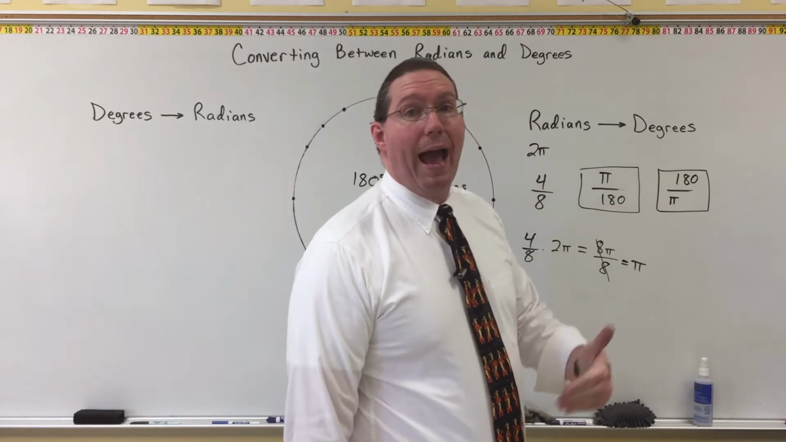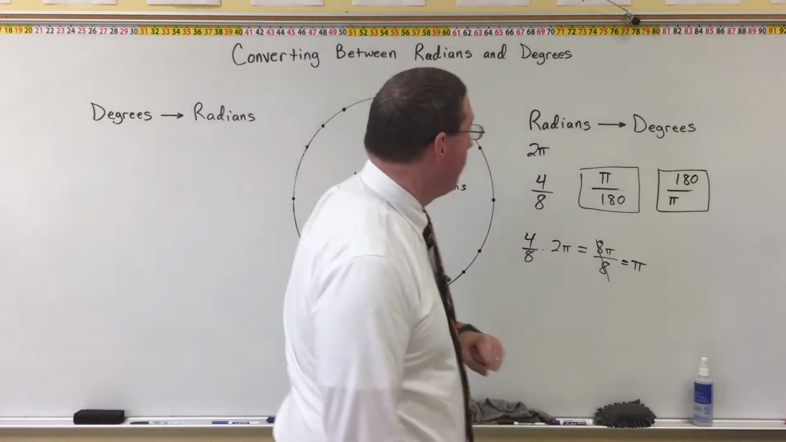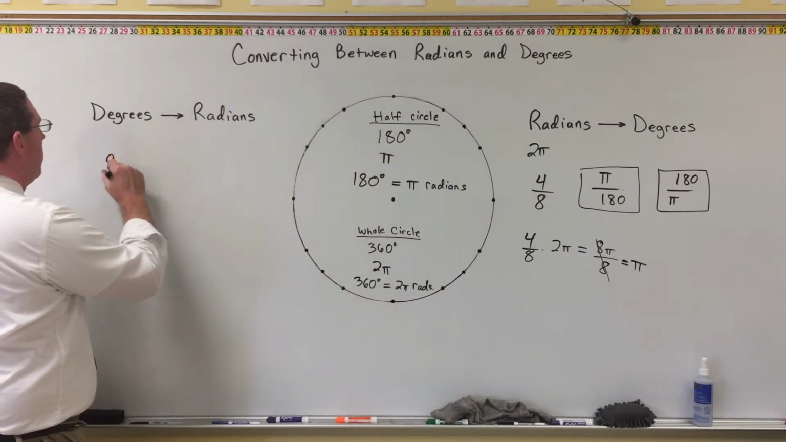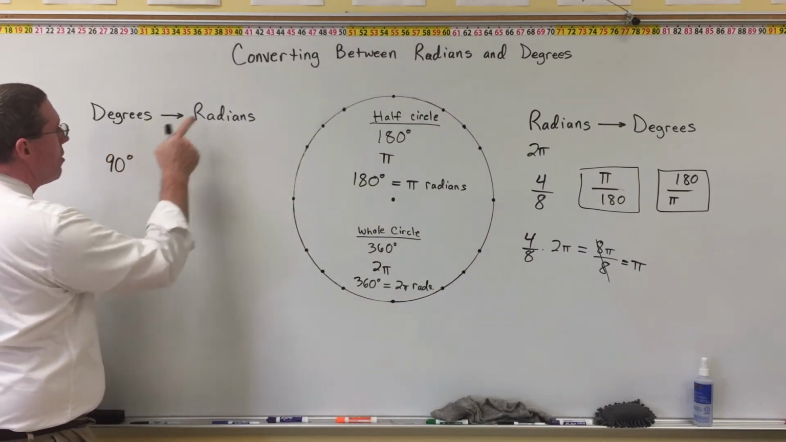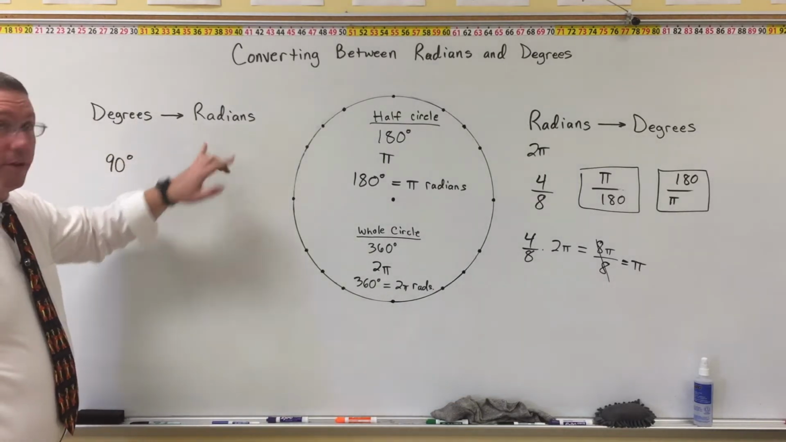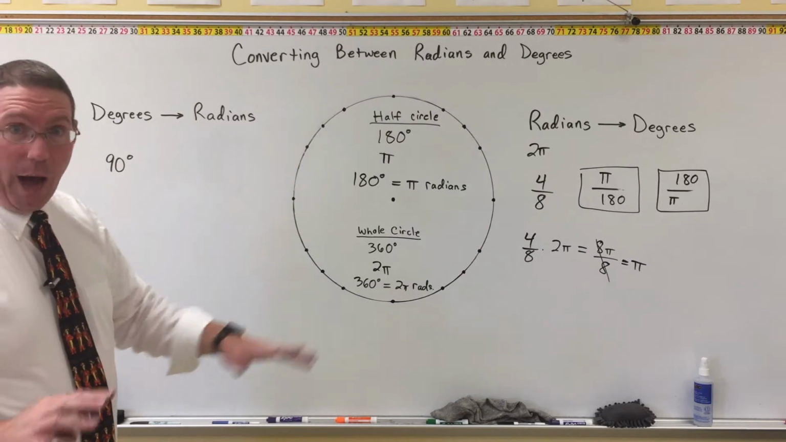And I'm going to show you how to know which one. Okay? So for example, let's say a 90-degree angle. We want to turn 90 degrees into radians. In order to turn degrees into radians, you're going to want to start writing this down. This is now the how-to.